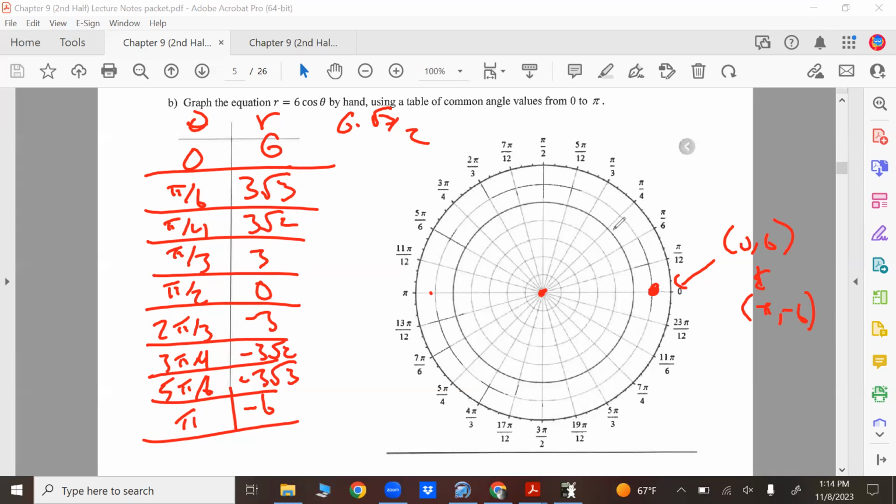So pi over 4, 3 root 3 is roughly 5.2. 3 root 2 is roughly 4.2. So I did pi over 6 and about 5 point something, and then pi over 4 and like 4 point something, and then pi over 3, comma 3. Yeah, so you see you have the top half of the circle there. And then if I did 2 pi over 3, -3, that's right here, but it's got to jump.